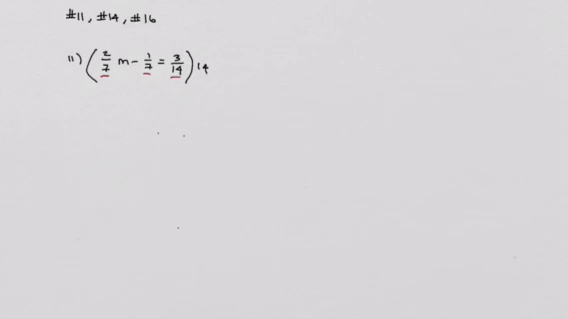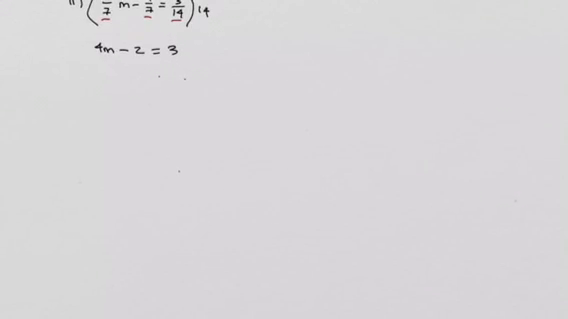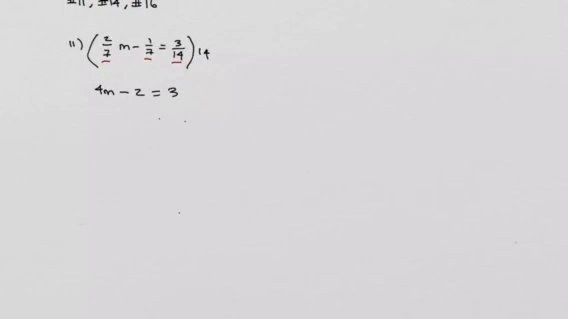So in going and doing this, I'm going to do it. 2 sevenths times 14. So 14 divided by 7 is 2. 2 times 2 is 4. So the first term becomes 4m, minus 14 divided by 7 is 2. 2 times 1 is 2. And then 14 divided by 14 is 1. 1 times 3 is 3. And of course, the nice thing about this is we no longer have any fractions. So from here on out, we're just going to solve as we would normally do. So let's go and do that.